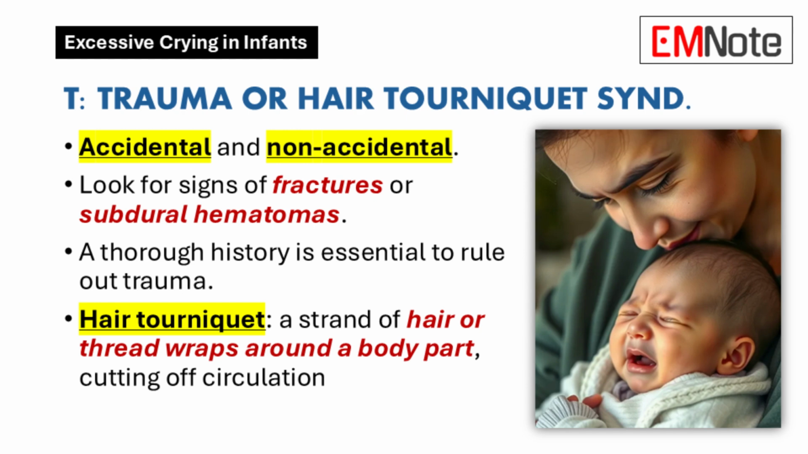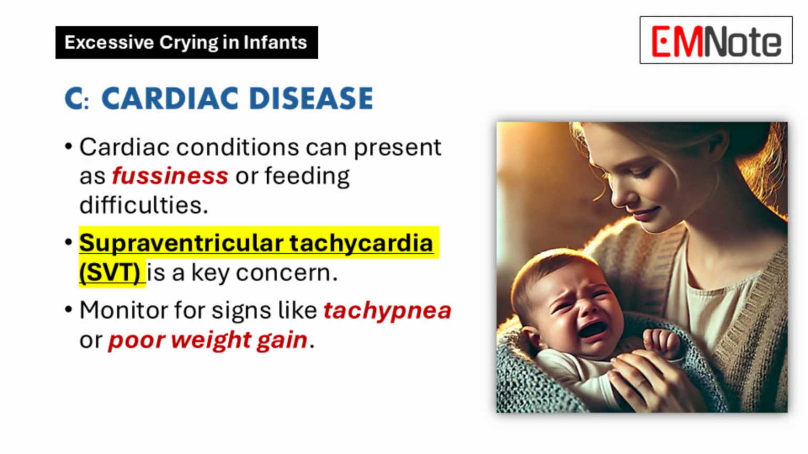So when we're thinking about trauma, a comprehensive history, a very thorough physical examination, and a really keen eye for any subtle signs of injury are all paramount in these situations, because sometimes it could be the tiniest little bruise or a slight change in the baby's behavior that gives us a clue that something more serious might be going on. Exactly. So C, cardiac disease.